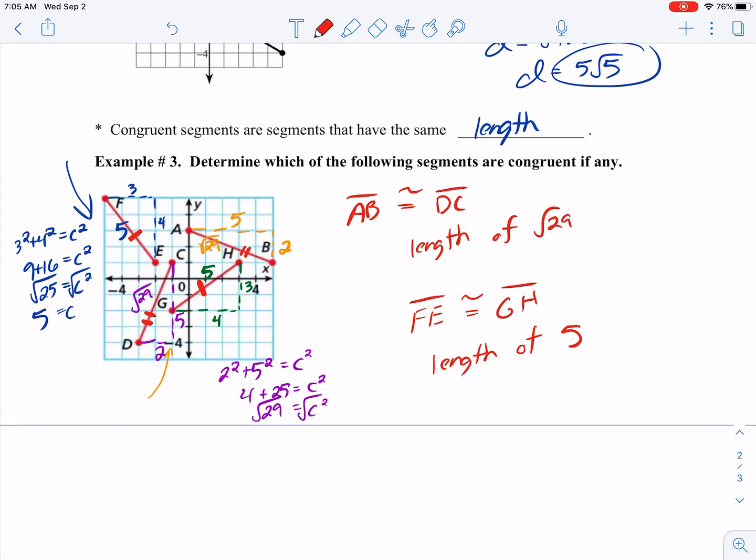Great, a lot of practice with length and distance on your coordinate plane tonight on the homework. We'll go over any questions you have in class.